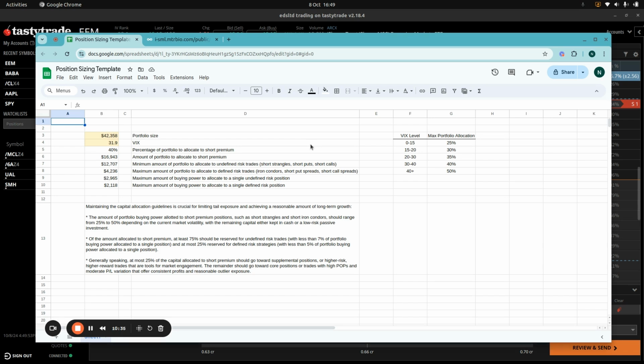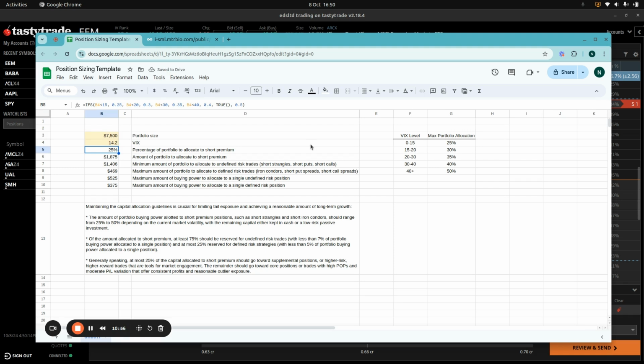So the way that this position sizing template works is free, first of all, for everyone to use. You can just put in the size of your portfolio. Let's say it's $7,500. Below that, you can then enter whatever the current VIX level is. Let's just say it's 14.2, and everything below will automatically be calculated for you.